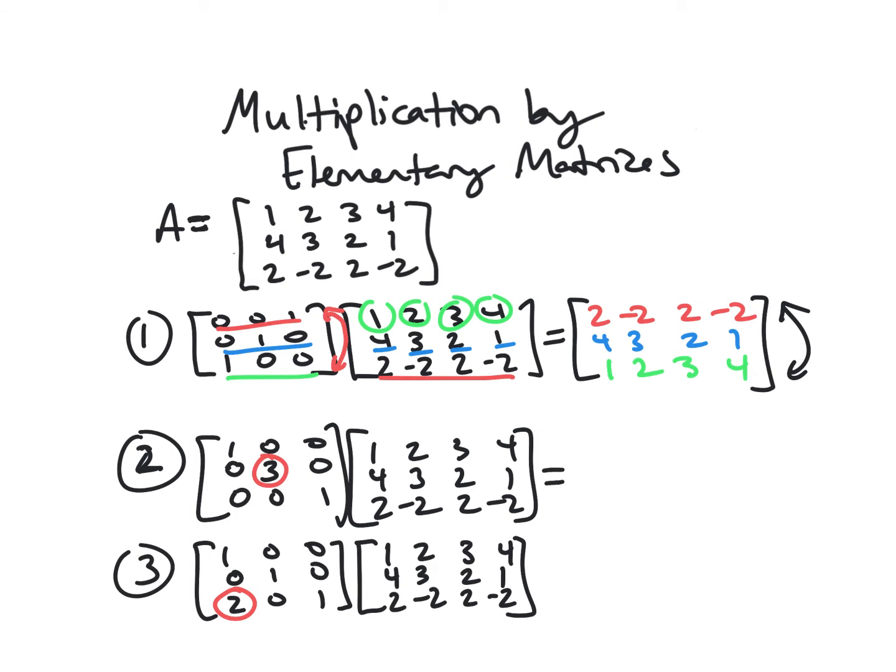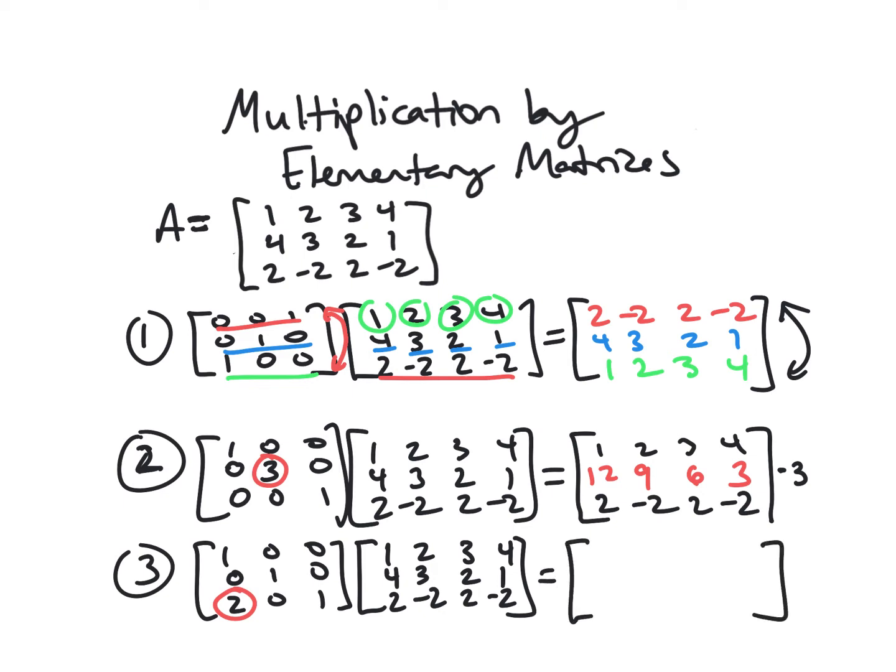So if I have a 3 in here, as we just saw, the 1, 0, 0 will copy the first row, so that's going to stay the same. The 0, 0, 1 will copy the last row. What happens to the middle row here? Well, I have 0 times the first entry, 3 times the second, 0 times the third, and that's going to happen throughout. And so this will be 12, 9, 6, 3. All I've done is multiply this row by 3.